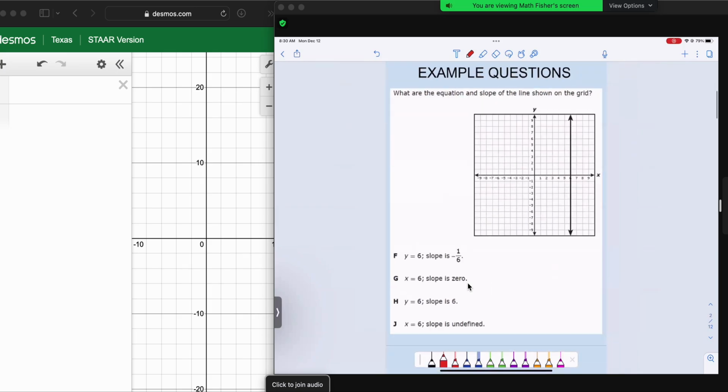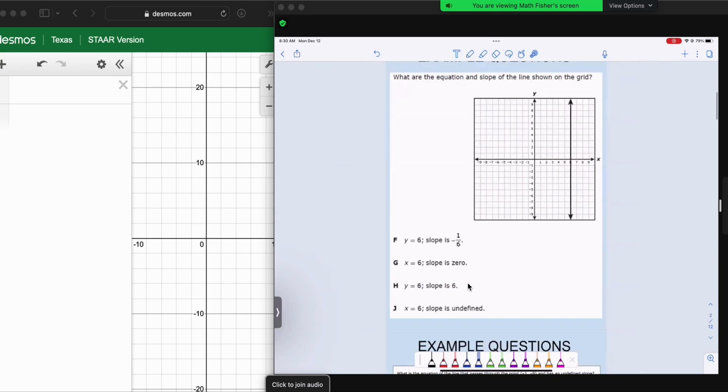So we have example 1. What are the equation and slope of the line shown on the grid? F: y equals 6, slope is -1/6. G: x equals 6, slope is 0. H: y equals 6, slope is 6. J: x equals 6, slope is undefined.